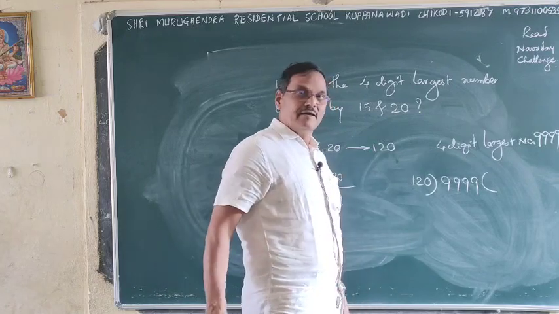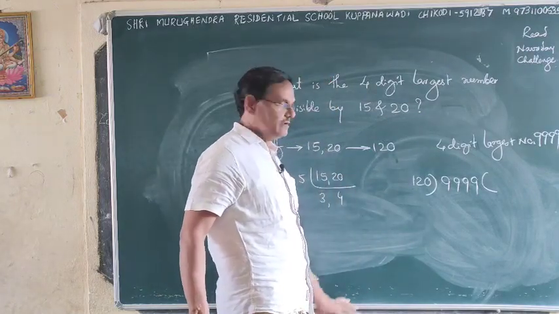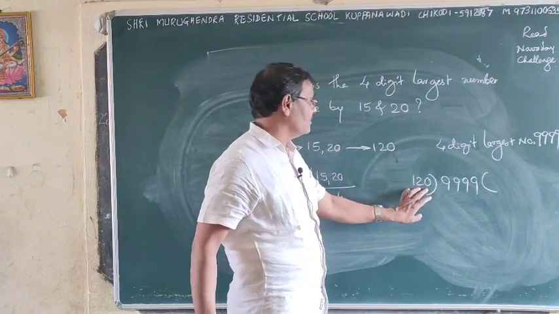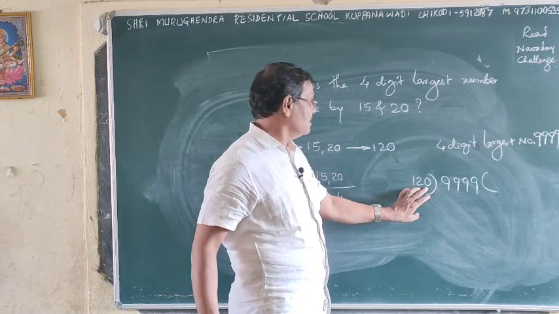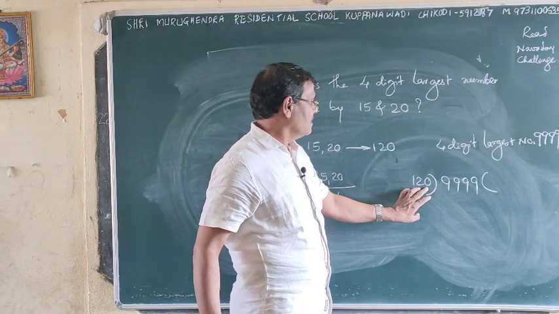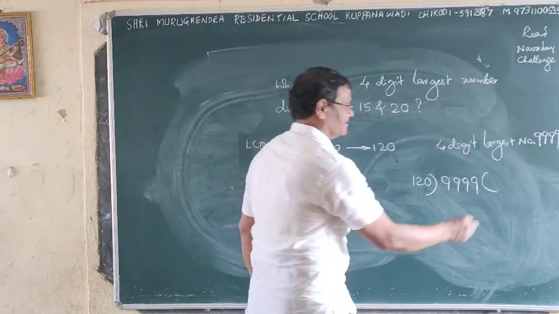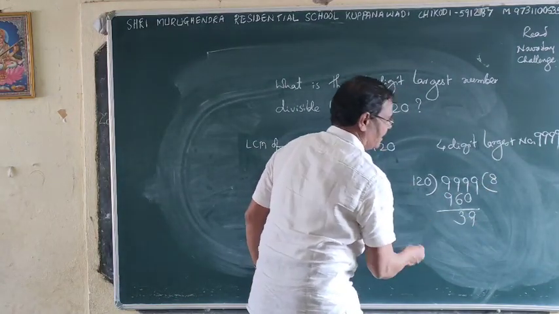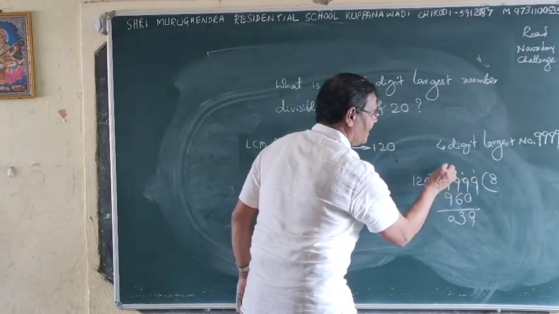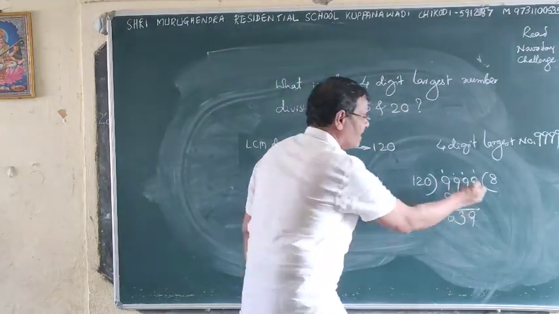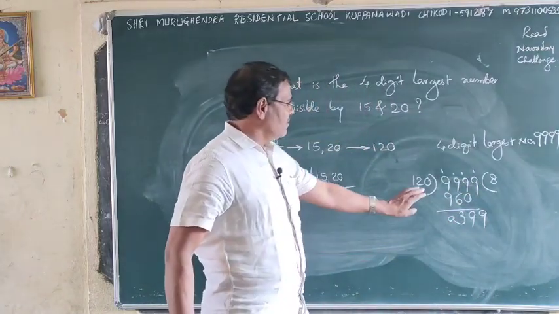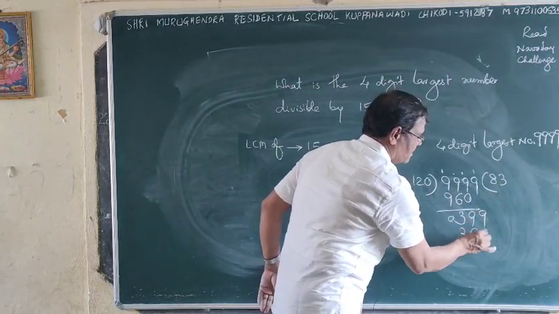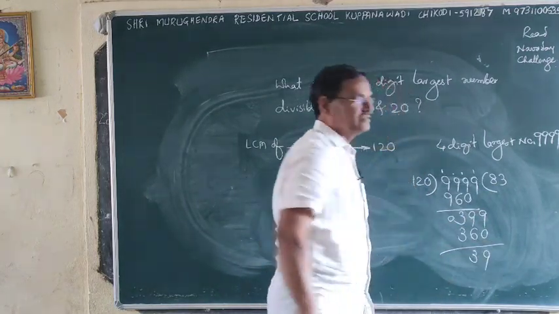12 7s are 84... no, 12 5s are 60. 12 8s are 96. Then 9 3s are 27, and here it is 0 again. These three are already taken, one remained: 12 3s are 36. See, what remained is 39.